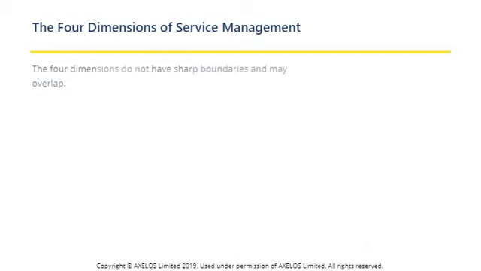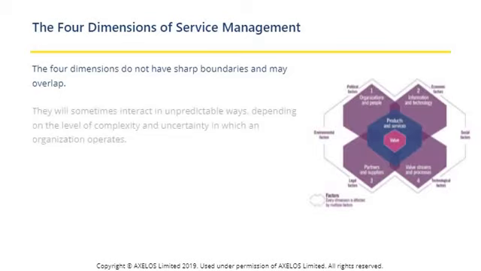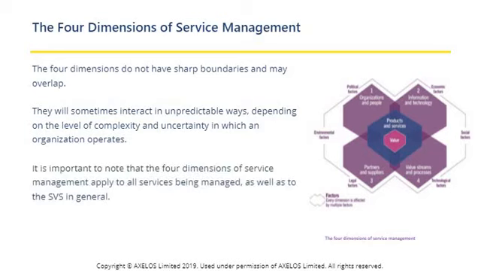The 4 dimensions do not have sharp boundaries and may overlap. They will sometimes interact in unpredictable ways depending on the level of complexity and uncertainty in which an organization operates. It is important to note that the 4 dimensions of service management apply to all services being managed as well as to the SVS in general. It is therefore essential that these perspectives should be considered for every service, and that each one should be addressed when managing and improving the SVS at all levels.